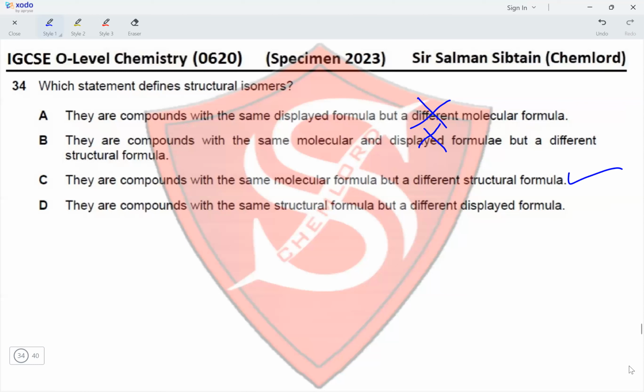Yes, this is the definition of isomers. They are compounds with the same structural formula but different displayed formula. Wrong. They should have different structural formulae. So this makes option C the correct option for this question.